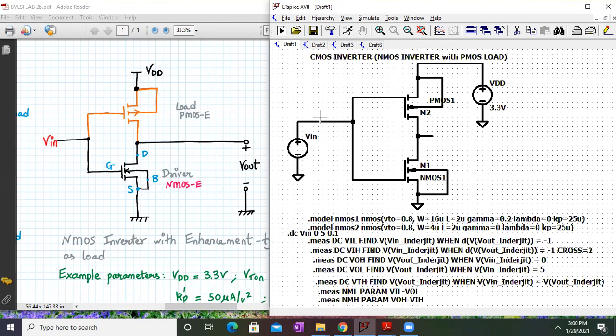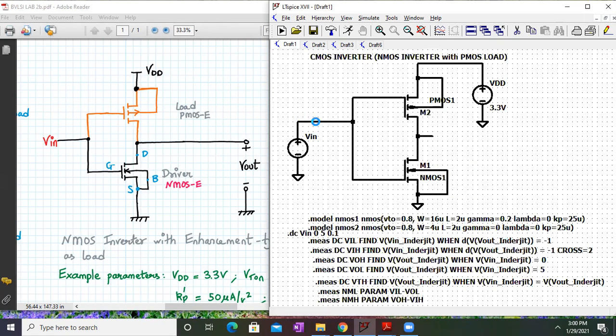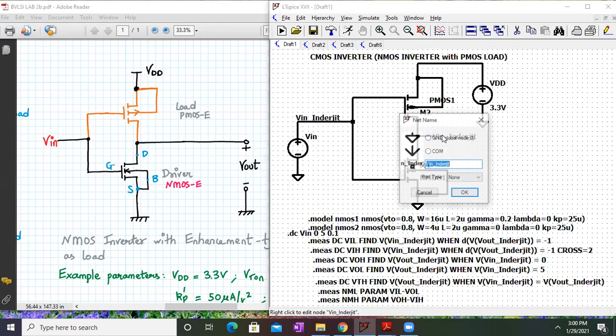Okay, so all these parameters we have defined. Let me define the input also with a label as Vin underscore the name, and simultaneously also Vout. Okay, so Vout underscore. So don't forget to do that.